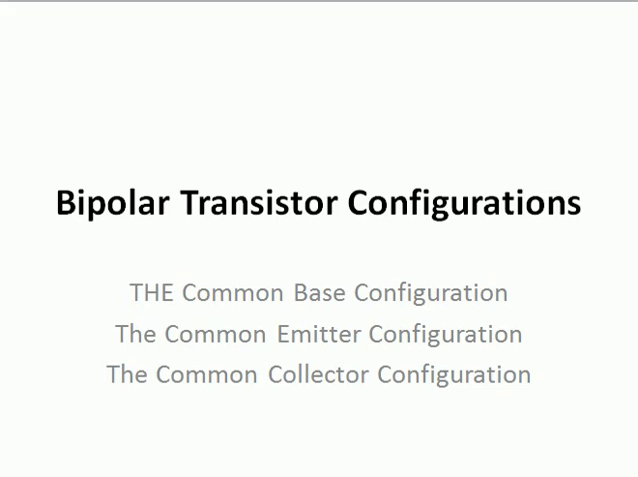First is the common base configuration, second is the common emitter configuration, and third is the common collector configuration. We will discuss all these three configurations one by one. First of all, we are discussing the common base configuration.